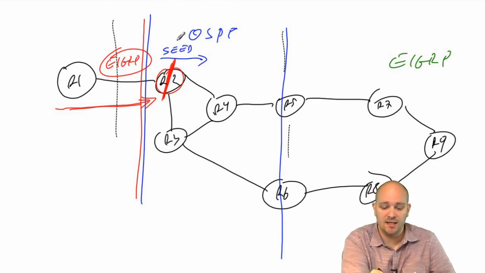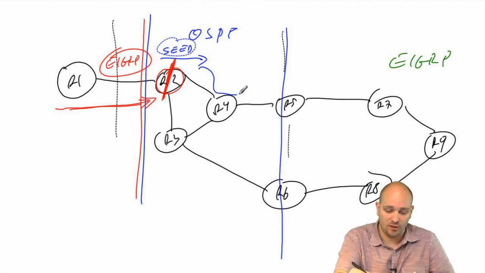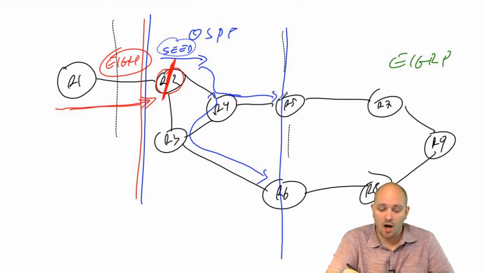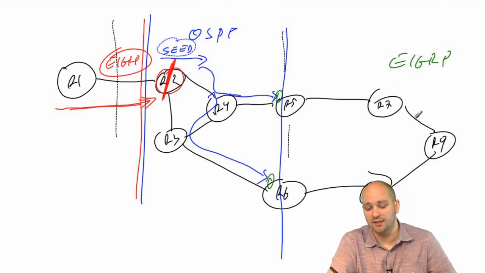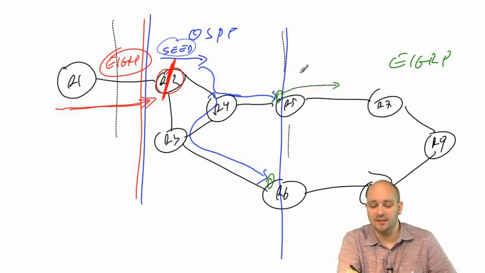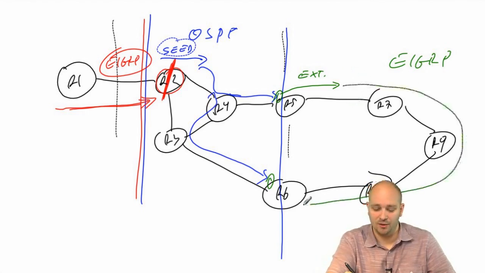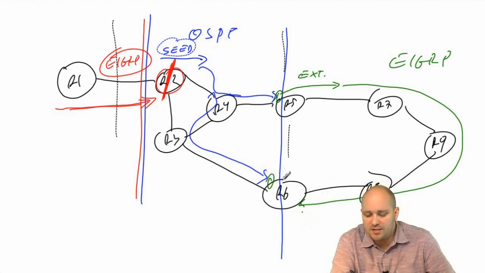Now, this seed metric is going to be preserved as this route arrives to R5 and as this route arrives to R6. Now, R5 and R6 are going to inject this route into the EIGRP domain. Let's say it was R5 that was doing this. So it's going to inject this into our EIGRP domain as some sort of an external route. So this route is now going to travel back to R6, where R6 may learn it as an EIGRP route.